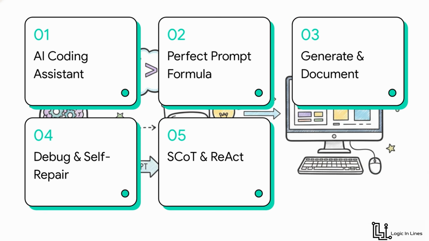So here's our blueprint for today's masterclass. We'll kick things off with the AI coding assistant, move right into the perfect prompt formula, and then apply it to generating and documenting code. After that, we'll tackle debugging and self-repair, and finally, we'll unlock some advanced techniques like Scott and React.